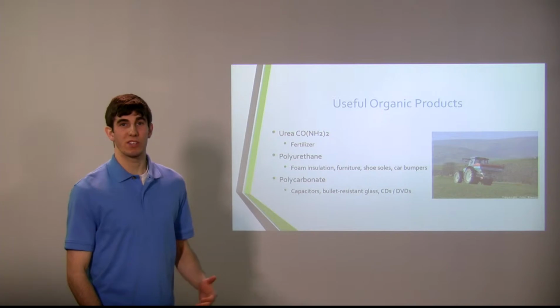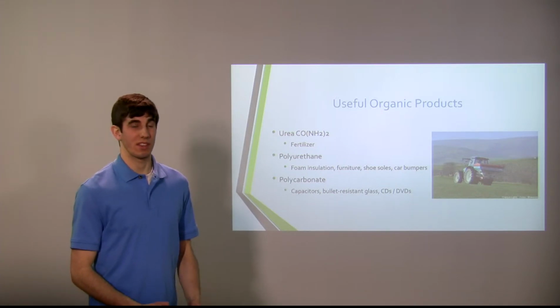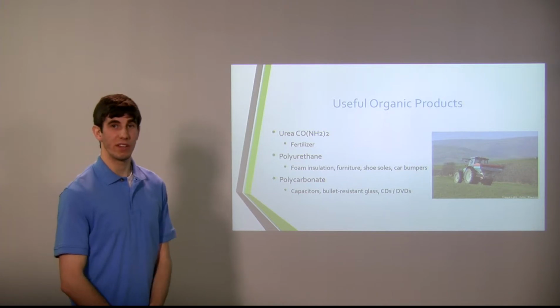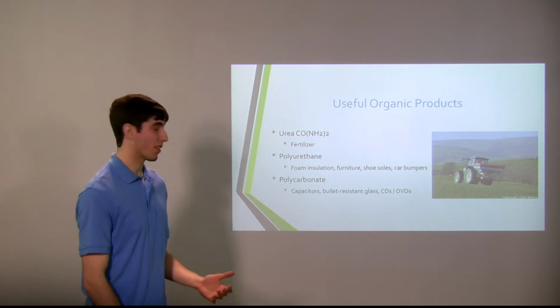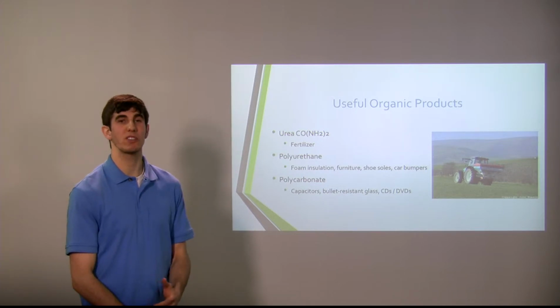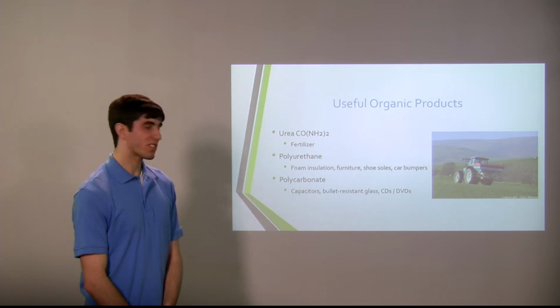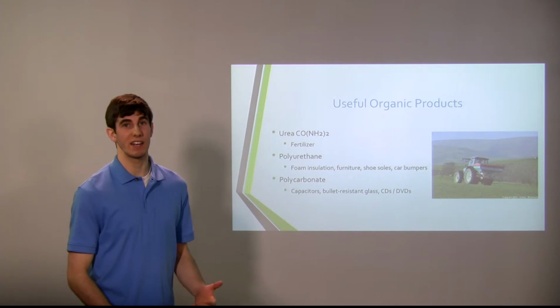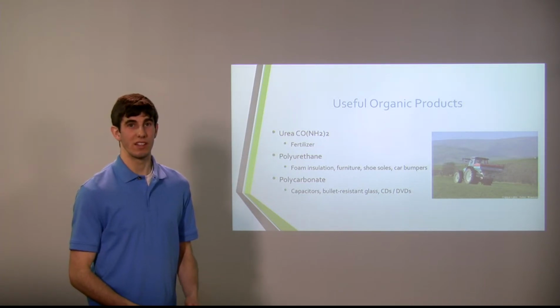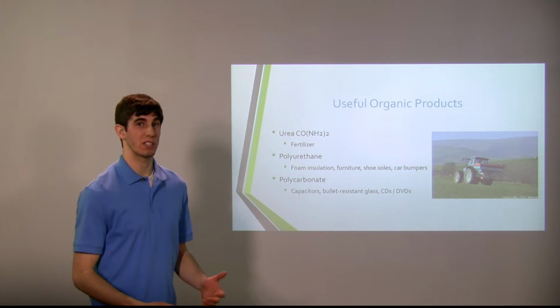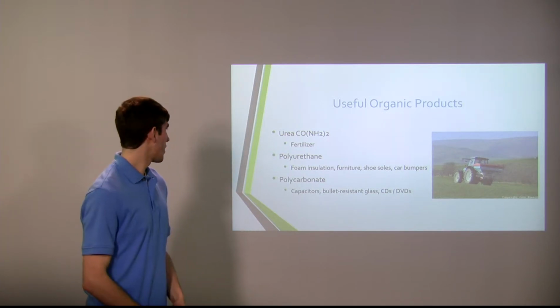So first off, we're going to talk about some organic products that can be made from carbon dioxide. The first being urea. About 90% of manufactured urea goes towards production of fertilizer. This is convenient because urea is very high in nitrogen, which is desirable in a fertilizer. It's also a solid. This makes it easier to ship and transport from area to area.